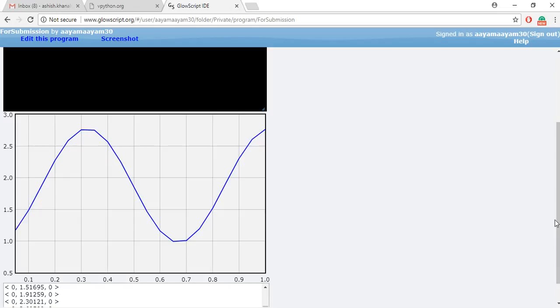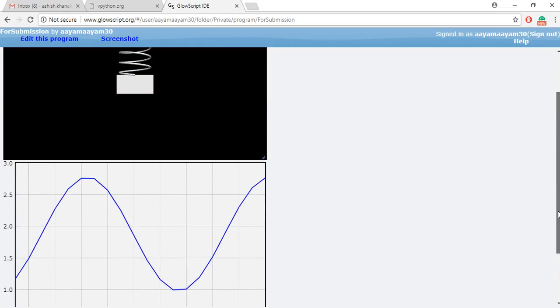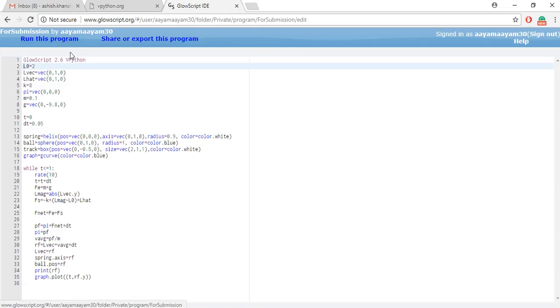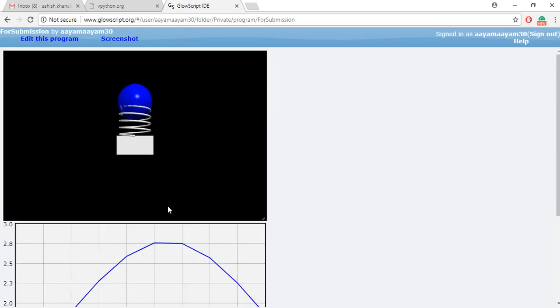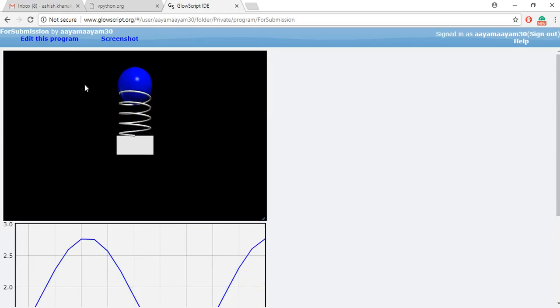Here on the x-axis the time is there, and the position is given by the y-axis. So let's run again. So this is the model for the problem.